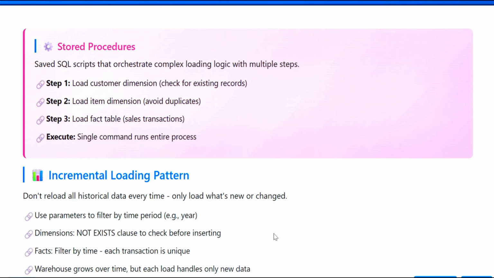Second, it does the same thing for the item dimension. Again, checking for presence before inserting to avoid duplicates. Third, it loads the fact table with sales transactions for the year that we are going to pass. This is where the actual sales metrics live: order dates, quantities, prices, and so on. The fact table uses keys that reference the dimension tables, creating those relationships that we mentioned earlier.